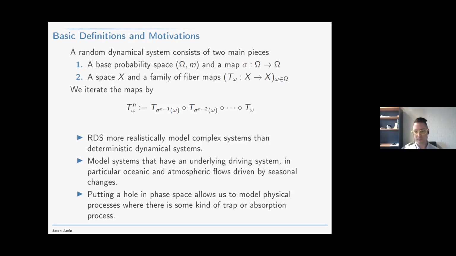Why should we care about these? Well, random dynamical systems more realistically model real-world systems than deterministic systems. And in terms of what we'll talk about today, we want to put a hole into these systems to model some sort of physical process that has some sort of trap or absorption in it.